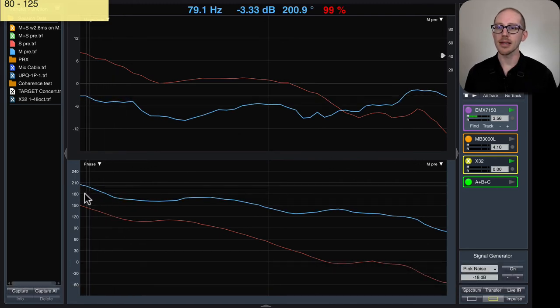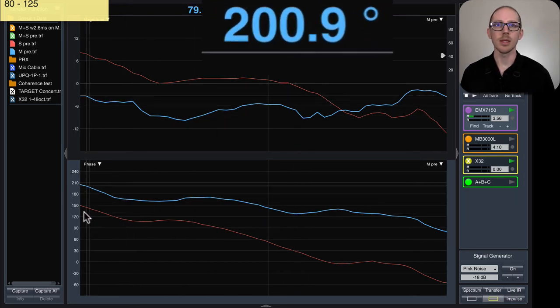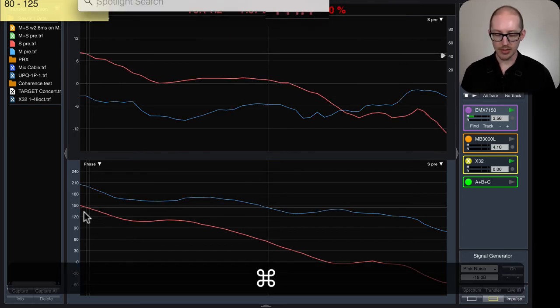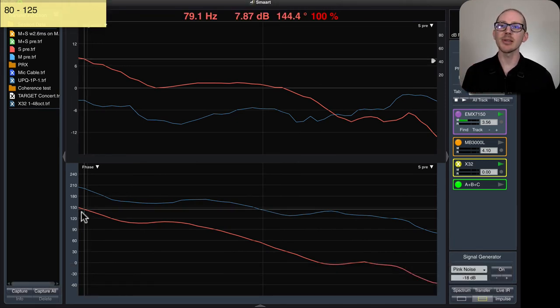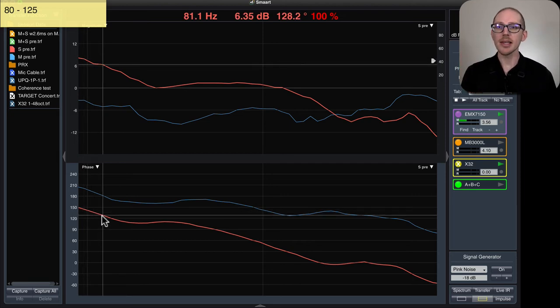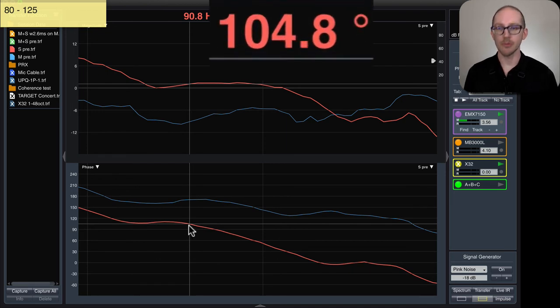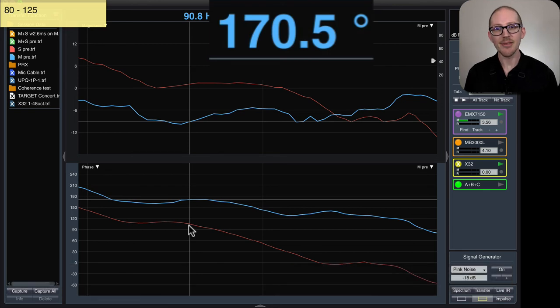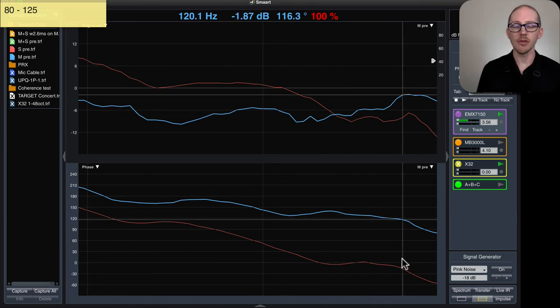So let's take a look down here. Up here, I'm looking at these numbers. 200 degrees, 144. So 200 minus 144 is 56. So down here at the bottom, we're within 60 degrees. We should be okay. But I can see just visually that as we get up here around 90, we go from 104 to 170. Okay, so we're beyond 60 degrees. Now we're at 70 degrees of separation between these two phase traces. And up here, we're gonna be even farther.